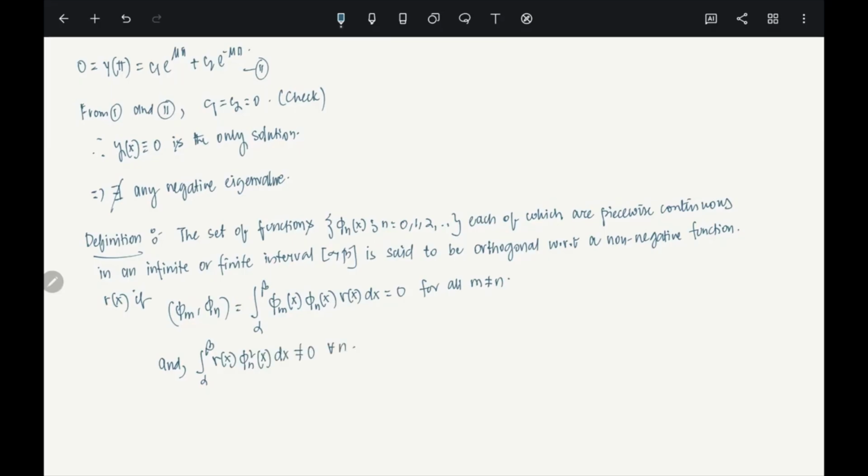See, if those two conditions hold, this r is called the weight function. If these two conditions hold, then we call the phi n set an orthogonal set. Of course, the integral of r of x phi n square is non-zero. If it is 1, then we call it an orthonormal set. Okay. So remark.